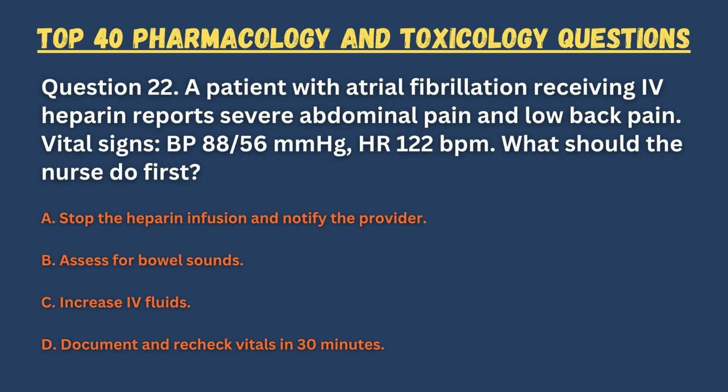Question 22. A patient with atrial fibrillation receiving IV heparin reports severe abdominal pain and low back pain. Vital signs: BP 88/56 millimeters of mercury, HR 122 BPM. What should the nurse do first? A. Stop the heparin infusion and notify the provider. B. Assess for bowel sounds. C. Increase IV fluids. D. Document and recheck vitals in 30 minutes.